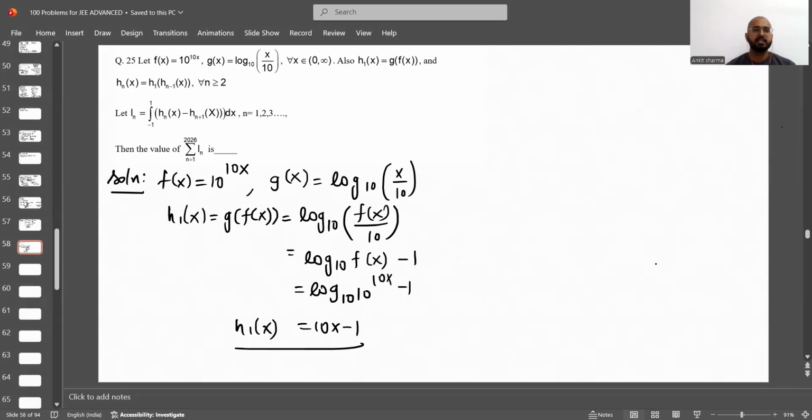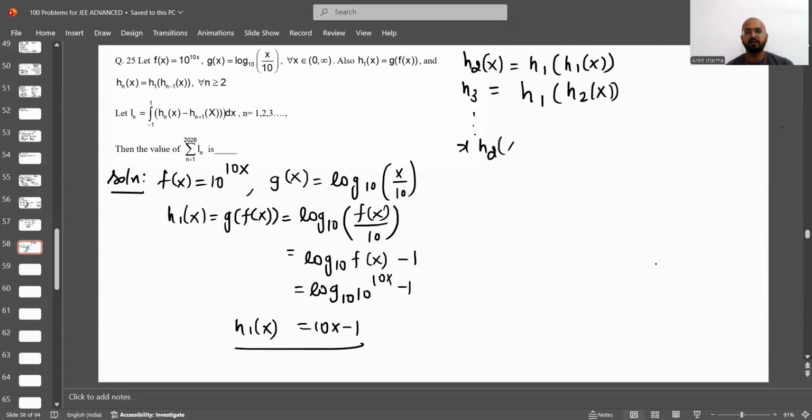Now what's next is hn of x is given to be h1 of hn minus 1, and this starts from 2, which means if I find out h2 of x, then I'll be writing here h1 of x. So it starts from 2, and then h3 will be simply h1 of h2 of x, and this iteration would go on. And let's go ahead. So if I try to find out h2 of x, then this would become h1 of, what is h1 of x? It is simply 10x minus 1.